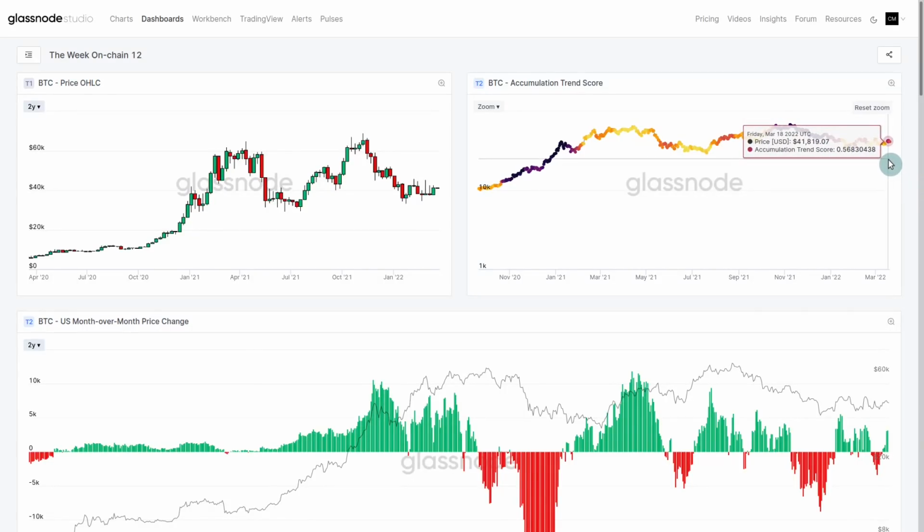But you can see that we're currently trading at values between 0.56, 0.53, 0.4. So we're getting into values that's not distribution. There's still accumulation going on, although it does reflect the macro uncertainty that's going on.